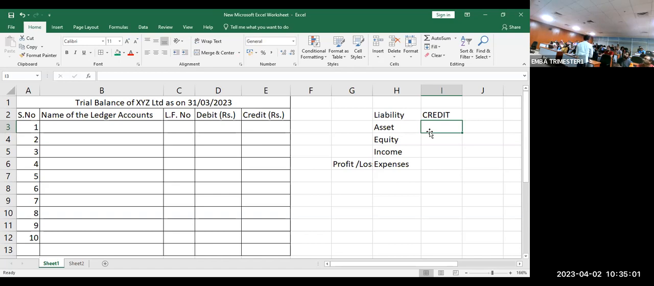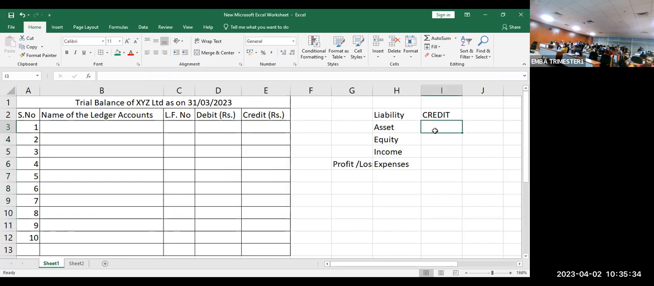Another example for liability: rent payable. Suppose I'm having a list of items. One among them is rent payable, interest payable, commission payable, bills payable, accounts payable, any expense payable. All those things will come under the liability side. Liability should always be on the credit side, so I will have to write it on the credit side of the trial balance. Clear? Liability.